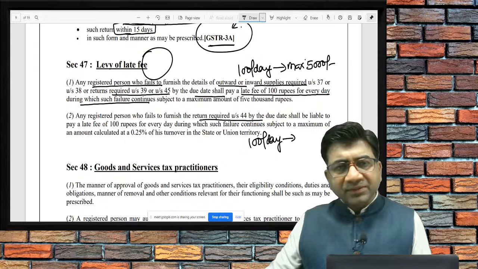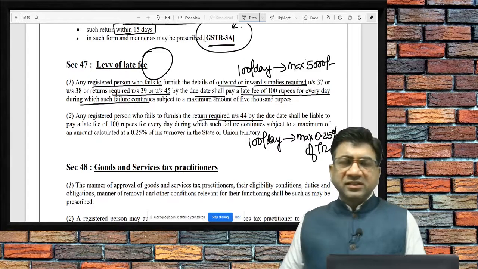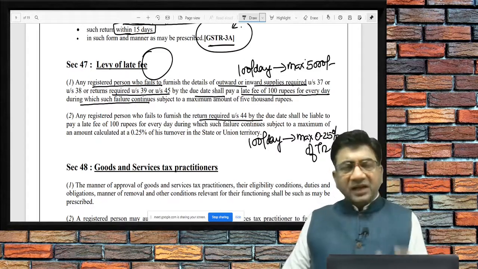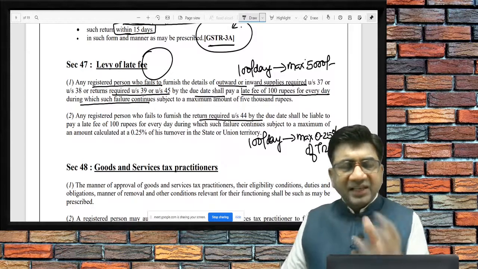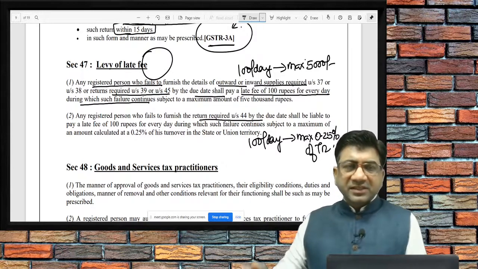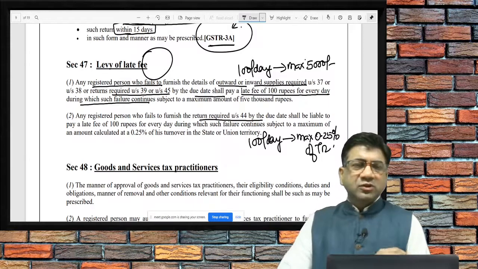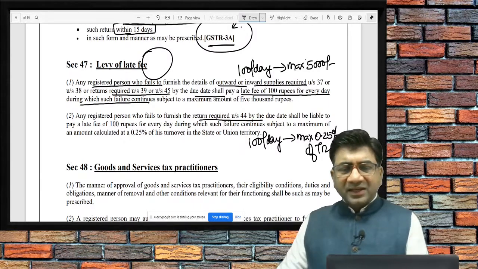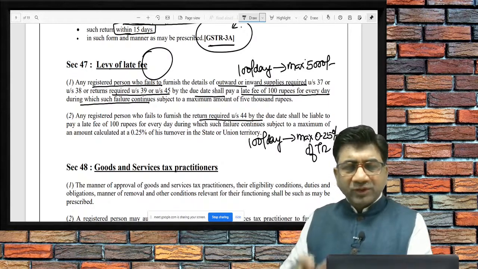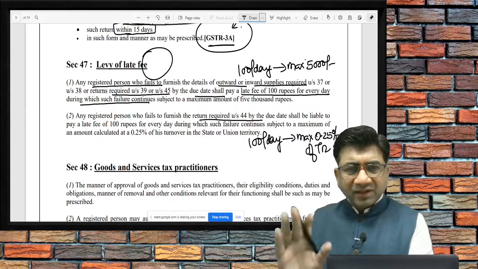And if you furnish the annual return late, it is 100 per day, subject to the maximum of 0.25% of turnover, and a similar fee will be levied under the SGST Act. Yes, but this has been reduced practically also, so we're not supposed to remember that. I think they have reduced it to 20 rupees per day, 10 rupees per day, whatever it is.